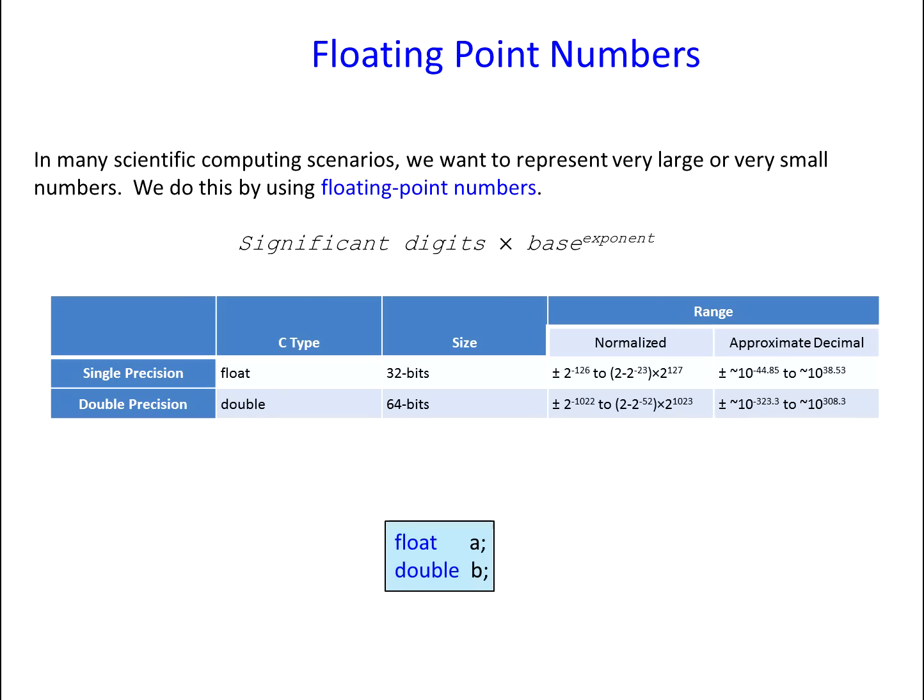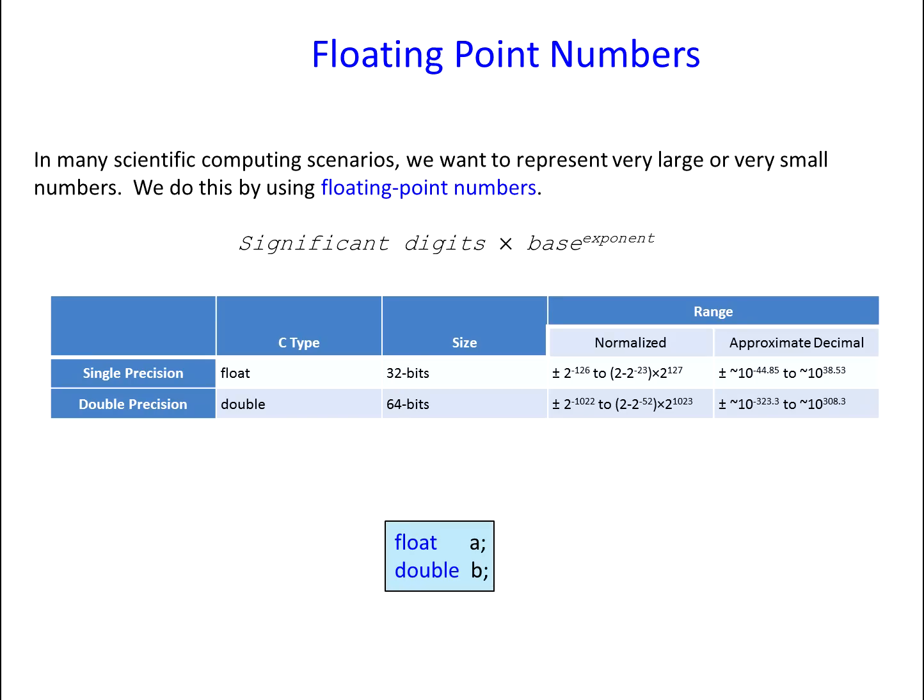Okay, well, we've covered characters and strings and integers, but sometimes in scientific computing we want to represent very large or very small numbers, and you can't do that with just integers. So what we have to use is something called a floating point data type, and there's a single precision version and a double precision version.